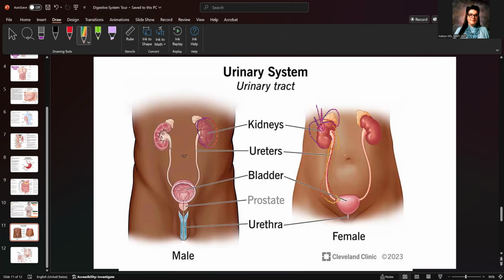And speaking of nephrologists, please remember that a nephron is the main filtering unit of the kidney. So when we hear the terms renal and nephron on the licensing exam, we are absolutely talking about the urinary system and the kidneys specifically.